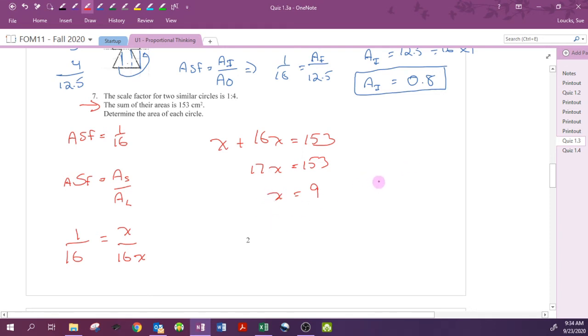So the small circle is 9 centimeters squared. And the large is 16x, which is 16 times 9, which is 144. So my other one is 144 centimeters squared. And then I'm going to take my calculator out and just make sure those actually do add up to 153, which they do.